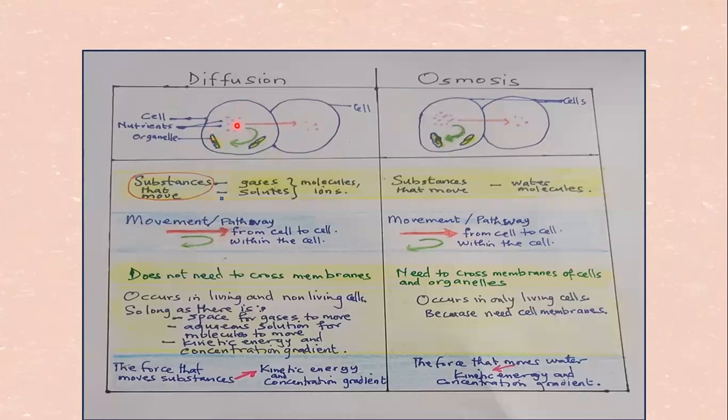Now, in diffusion, what are the substances that move? Gases and solutes in diffusion. When you come to osmosis, the substance that moves is water molecules.